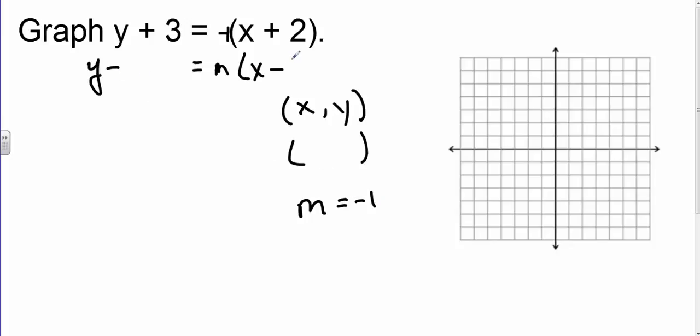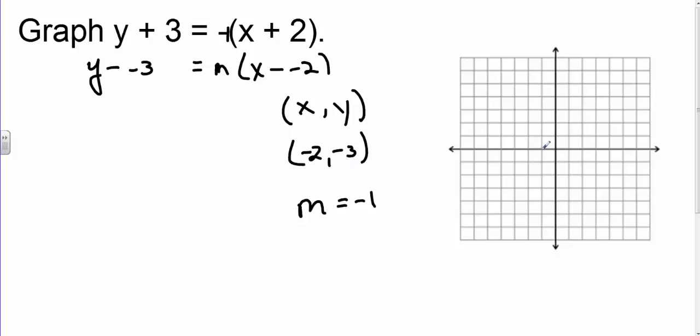What do I have to put here so that this is a positive 2? X minus what gives you a positive 2? Right, negative 2. So we put negative 2 for x. Over here, what do you have to put here so that it's a positive 3? Correct. A negative 3. So our point that we will start out with is negative 2, negative 3.